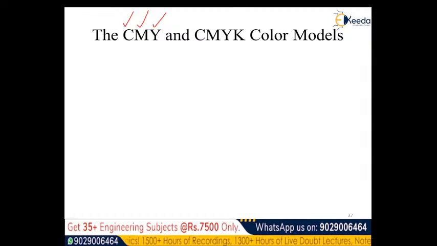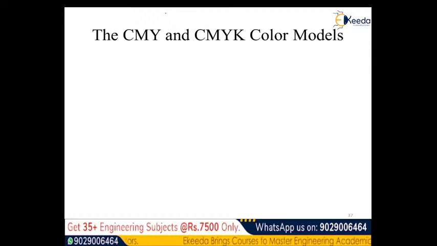So these are the cyan, magenta and yellow, the three factors we shall discuss first, and in CMYK, what is K, I will also discuss. The three, cyan, magenta and yellow, these are the secondary colors. Secondary colors. What are the primary colors? The primary colors are, as we have already discussed, red, green and blue.